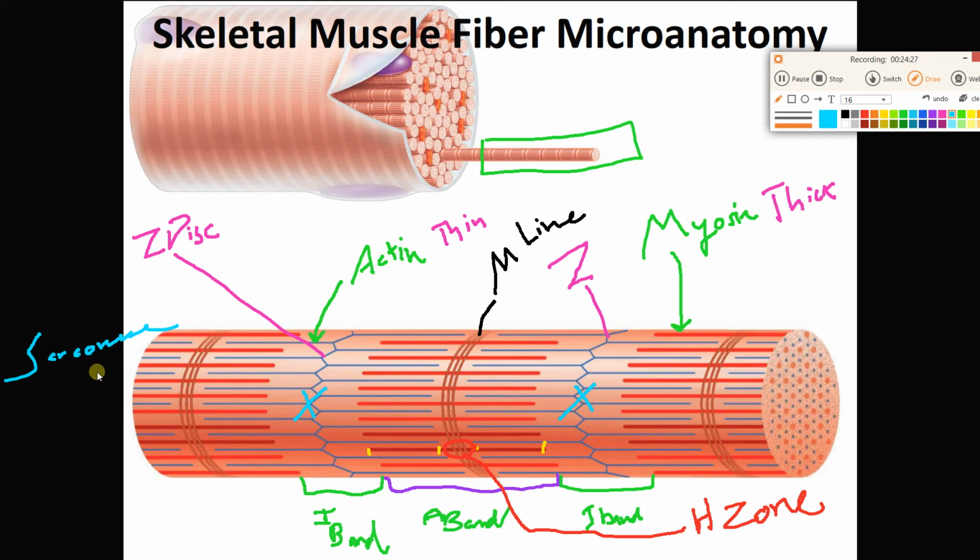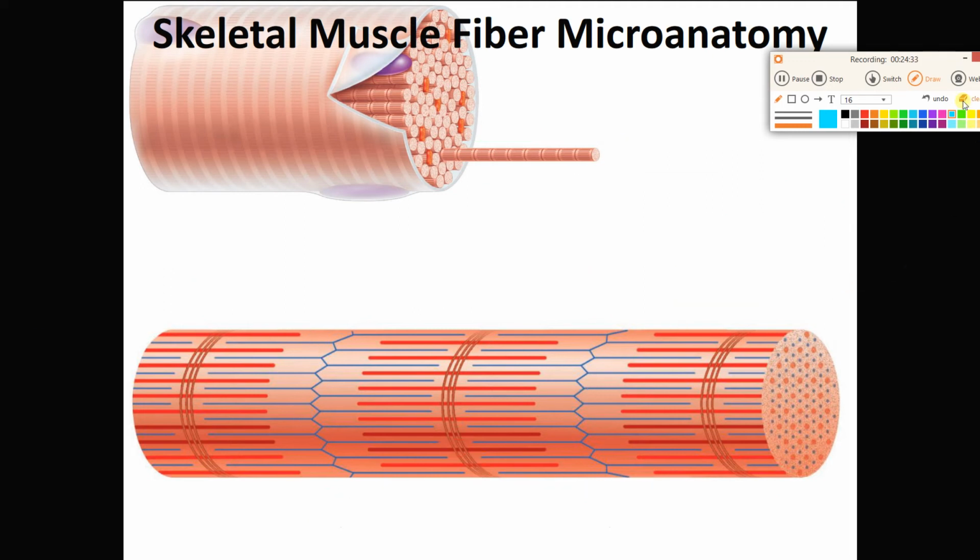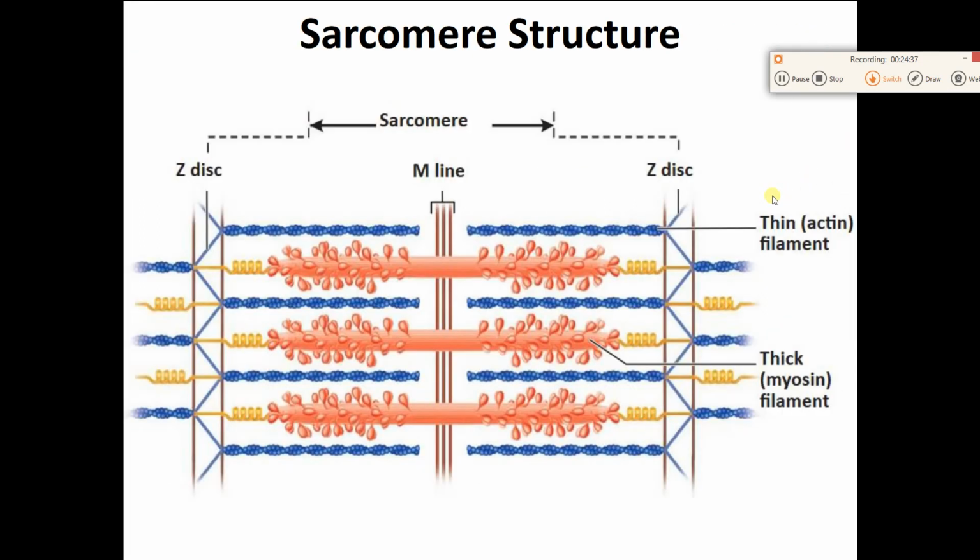All right, a lot of anatomy going on here, but that is really good. That's what we want. Okay, let's do some more. So I zoomed in on a sarcomere here. I got my thin actin filaments, these beautiful blues here, are the thin actin filaments. Anchored by my Z disc, I've got my thick myosin filaments, anchored by my M line.